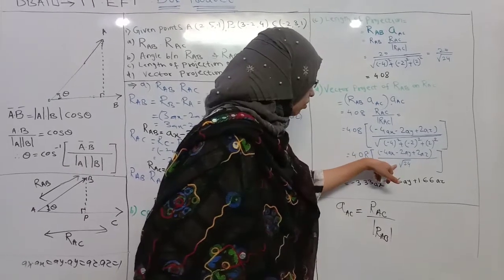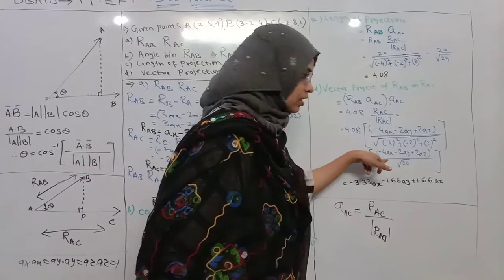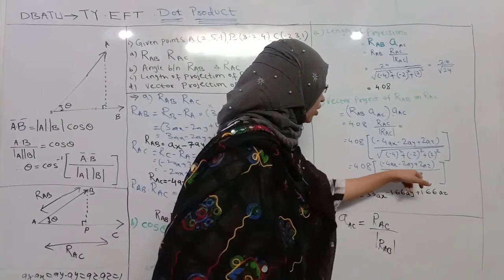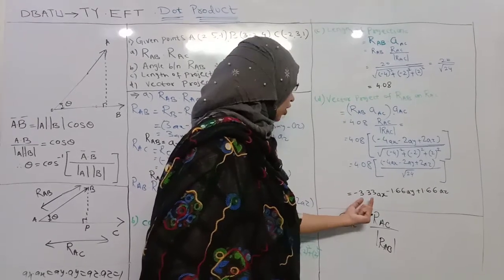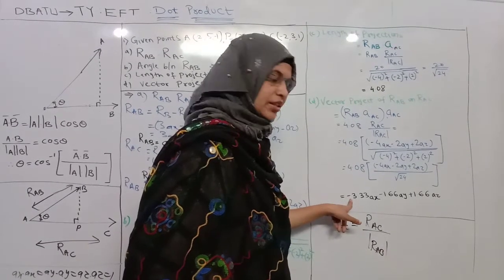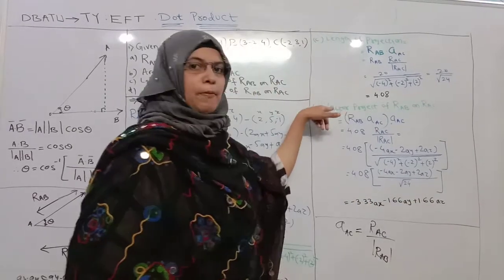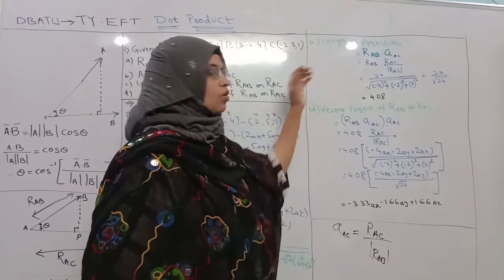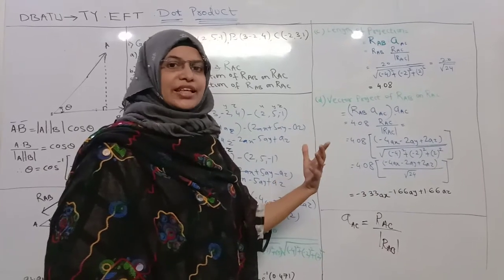Now just remove this root and calculate: minus 4 divided by this value ax, minus 2 divided by this value ay, plus 2 divided by this value az. The entire equation is multiplied by 4.08. Finally you get the vector projection of RAB on RAC as minus 3.33ax minus 1.66ay plus 1.66az. In this way you can observe the difference between the length and the vector. Length only gives the magnitude, whereas the vector gives the entire equation in all directions, that is x, y, z.